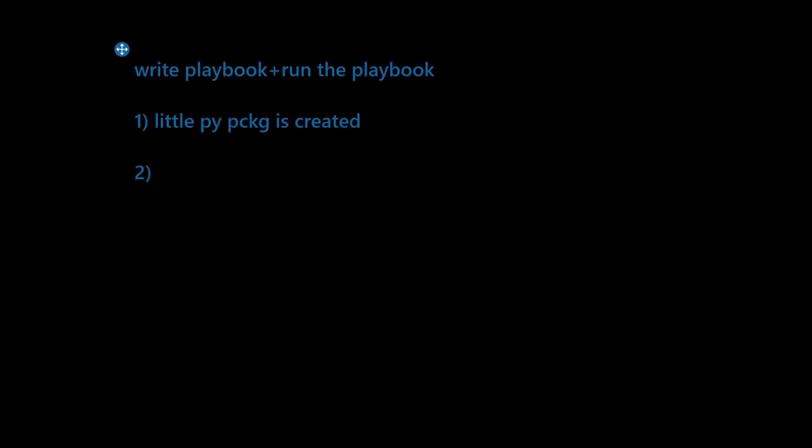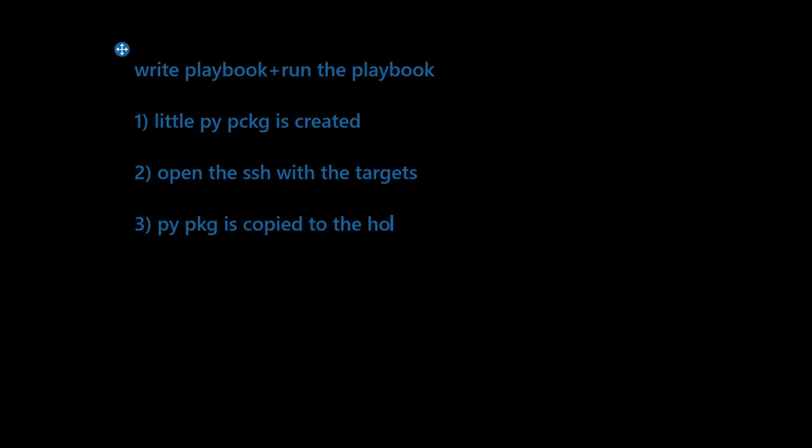And how does the Ansible controller machine connect to targets? It will open an SSH connection with the targets, the Ansible hosts. You may call them Ansible hosts or targets, whatever it is. Via this SSH connection, the Python package created in the first step is copied to the Ansible hosts or Ansible targets. Okay, fine, the package is copied.